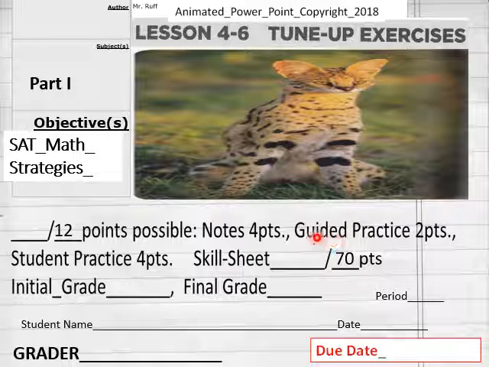In 4.6, we have a 70-point tune-up sheet, a very large tune-up sheet to cover. And then you had 12 points of note-taking on your lecture version of 4.6.